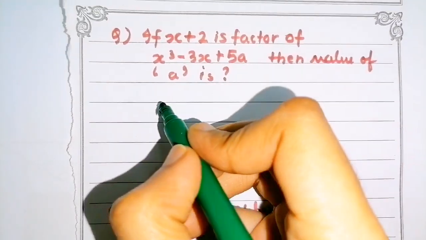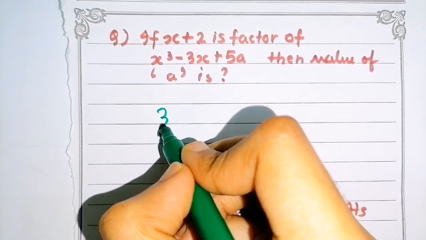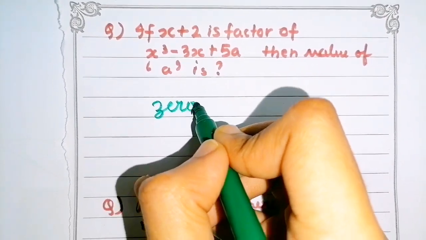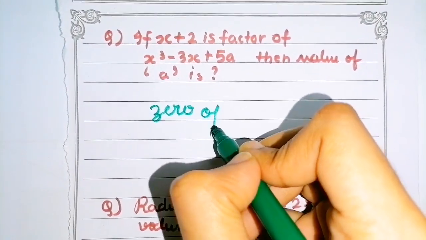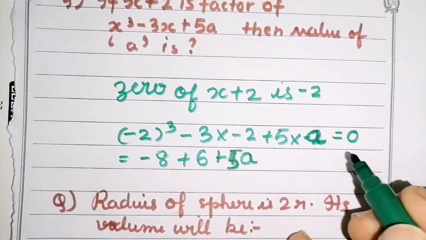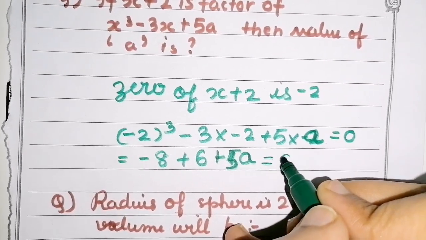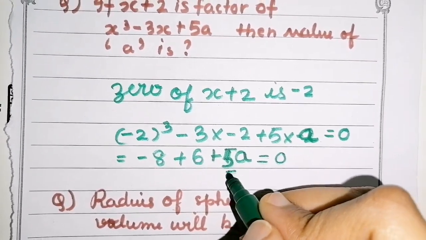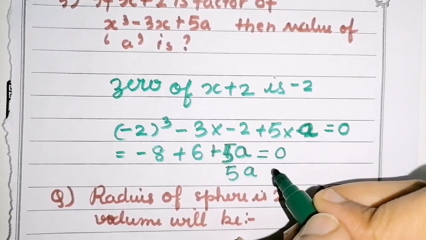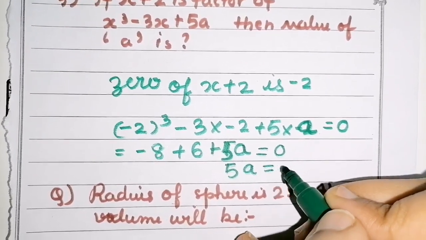These are some of the extra questions of class 9 maths. So the question is, if x plus 2 is a factor of x cubed minus 3x plus 5a, then find the value of a. For this you should do the zero of x plus 2, so the answer will be minus 2. Now we will put this value in the expression.